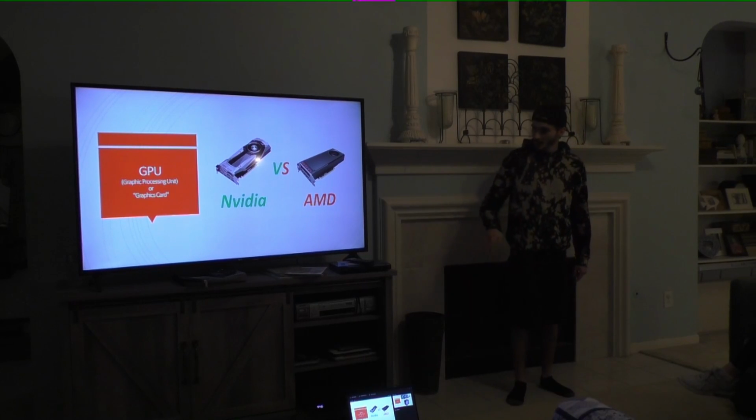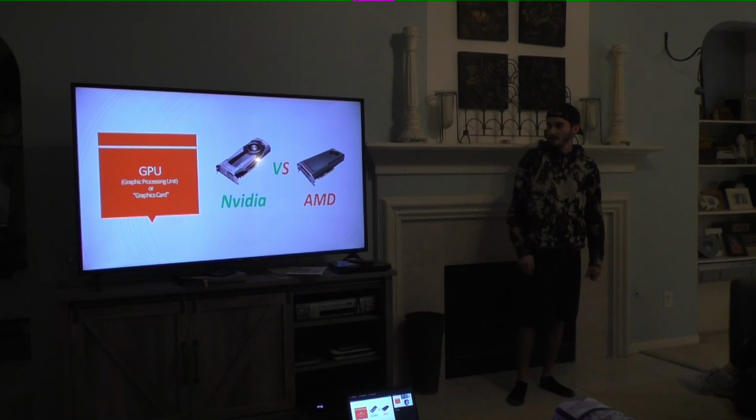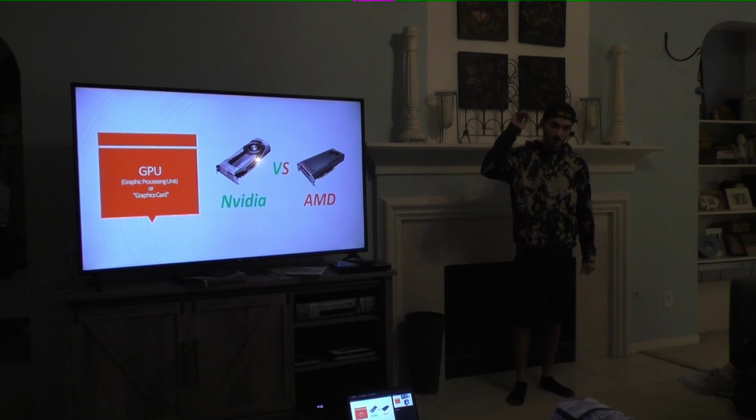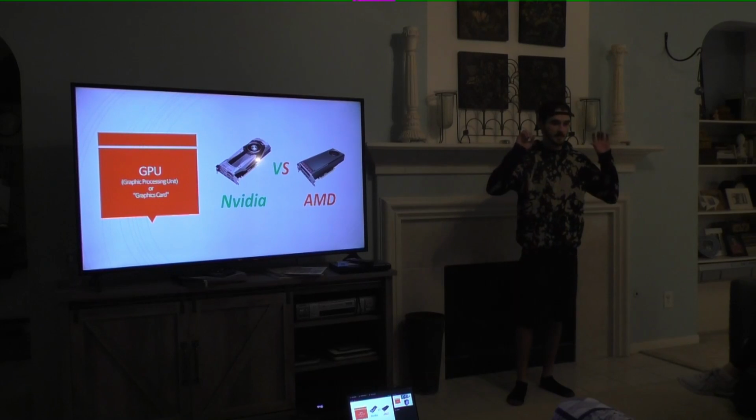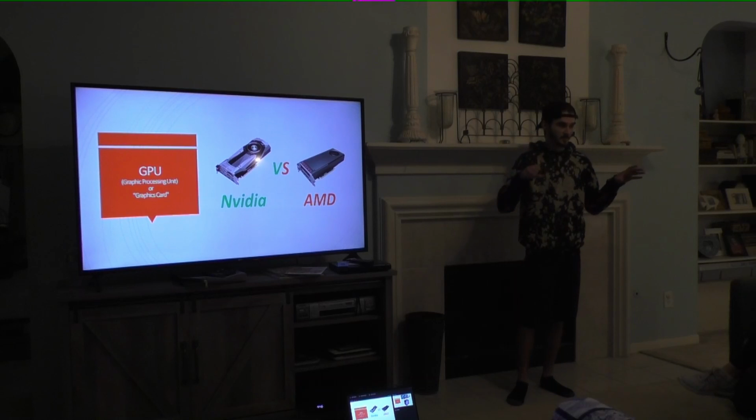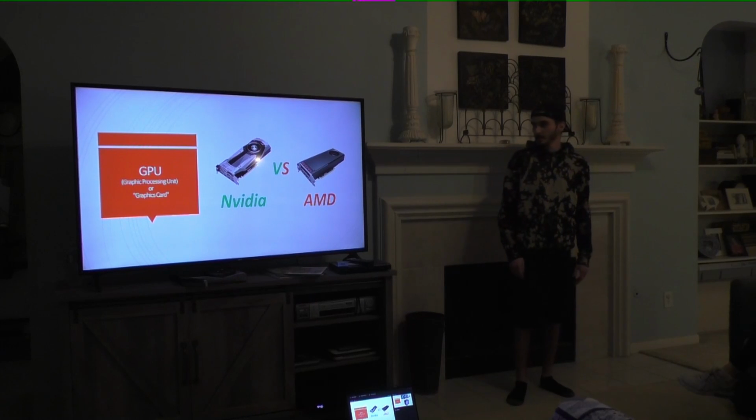GPU, also known as graphics card or graphics processing unit. This is what makes all games look beautiful and pretty. What it does is, the higher the quality of graphics card, it inputs more pixels. And that's what makes games look nice. And if you have a low quality one, it's going to look blurry. It's not going to be good.